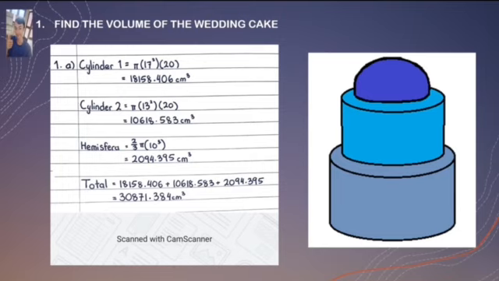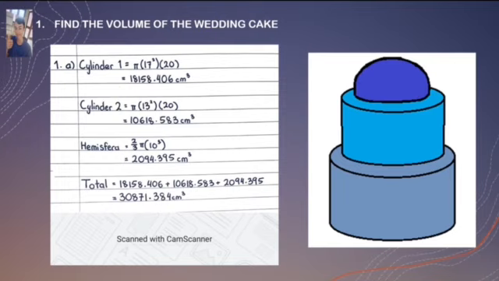In order to find the volume of the wedding cake, we need to find the volume of each shape of the cake. The question says the wedding cake has three shapes, which are two different cylinders and one hemisphere. The formula for the volume of a cylinder is pi times radius squared times height, and for the hemisphere it is 2/3 times pi times radius cubed. First, we need to find the volume of the cylinder at the bottom. We can call it cylinder 1.